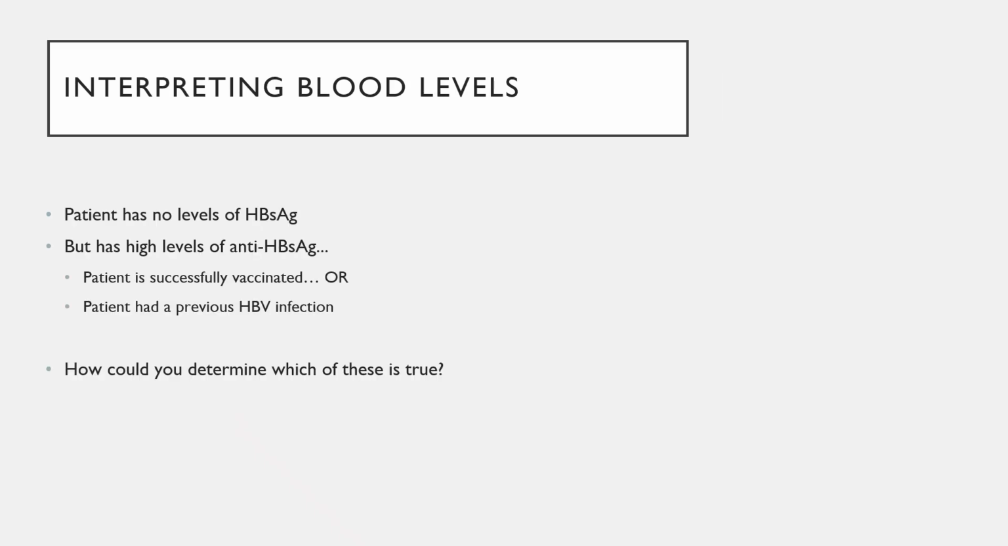Now let's flip the script. No surface antigen, but high surface antibody. So the virus is not present, but the immune system is ready. This means the patient is protected. But how protected? Two possibilities: successful vaccination or recovery from prior infection. So now we ask the logical next question: how do we tell the difference? And this is where the core antibody earns its paycheck. Always move one step deeper when interpreting labs. Never stop at the first answer.